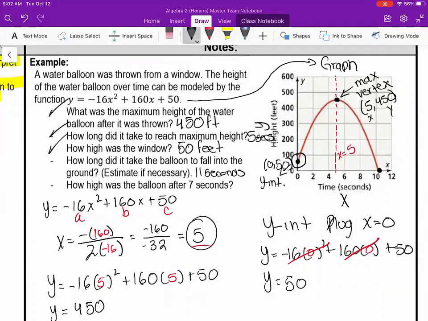to reach the ground. All right, if you don't have the graph, you can also plug in x values to see at what point you're going to hit 0. You can also graph it using your graphing calculator. So there's a few options.